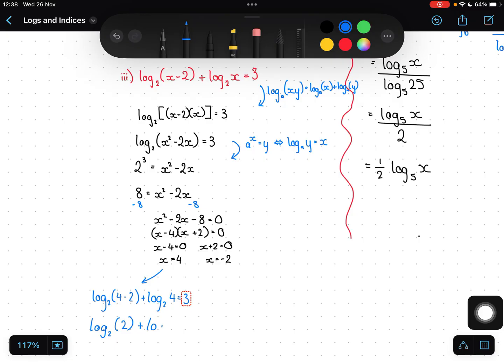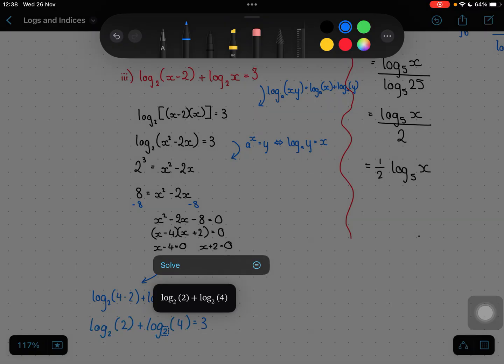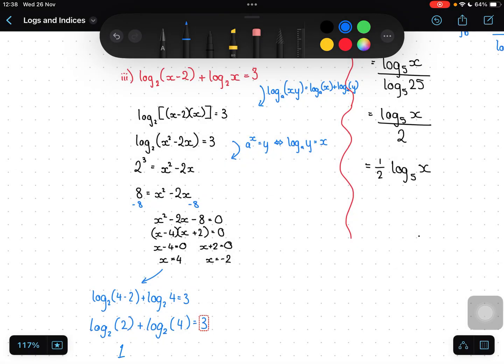Likewise, 2 to the power of something can give me 4, so no problems there. 2 to the power of 1 would have given me 2, and 2 to the power of 2 would have given me 4. So that actually works out fine.